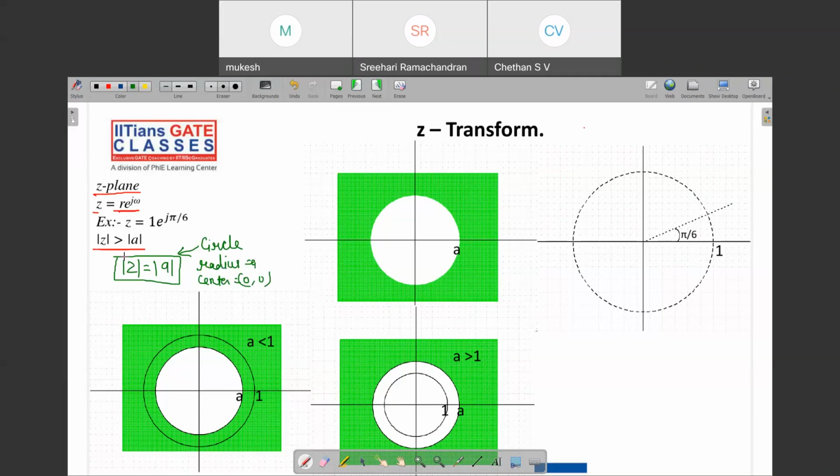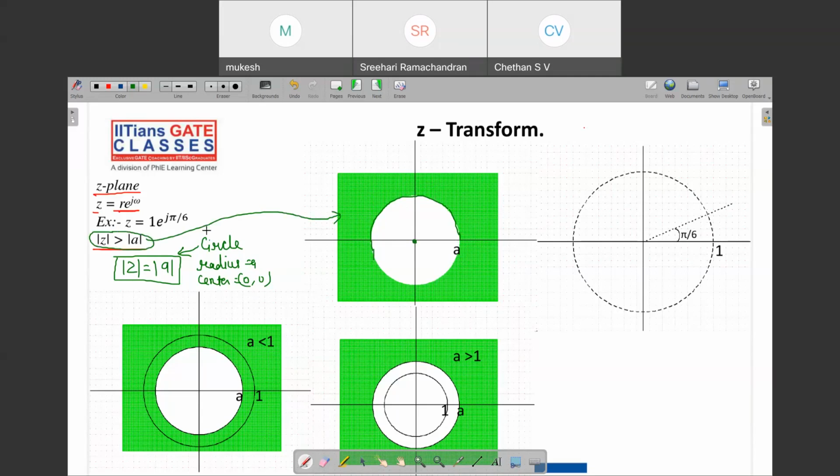Now we want mod of z to be greater than mod of a, right? So how to find out these points? We will draw a circle with radius a. You see the point where we have the intersection of white color and green color, that is the circle with radius a and center 0. Whatever is outside this circle, which I have highlighted in the green shade, is mod of z greater than a. So all those points are covered by this equation.